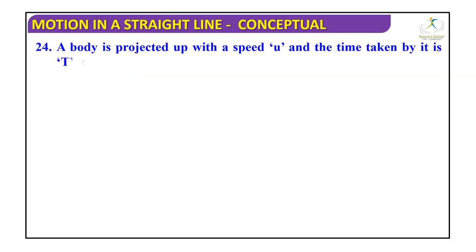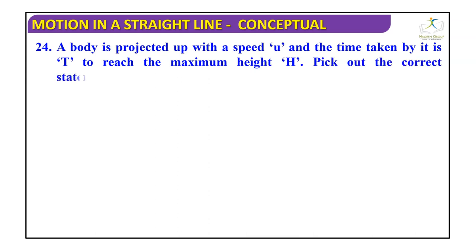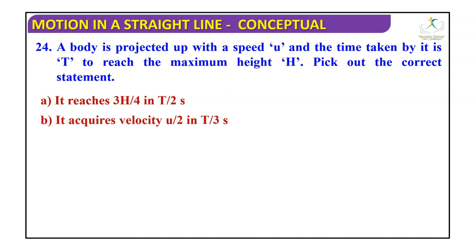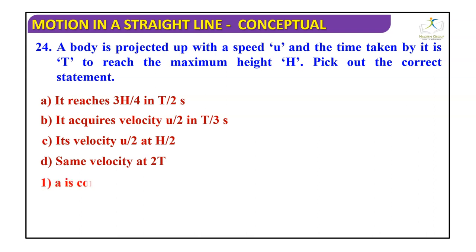Question number 24 is, a body is projected up with a speed u and the time taken by it to reach the maximum height h is t. Pick out the correct statement. It reaches 3h by 4 in t by 2 seconds. It has velocity u by 2 in t by 3 seconds. Its velocity is u by 2 at h by 2. It has the same velocity at 2t. So A is correct, B is correct, C is correct, or D is correct.